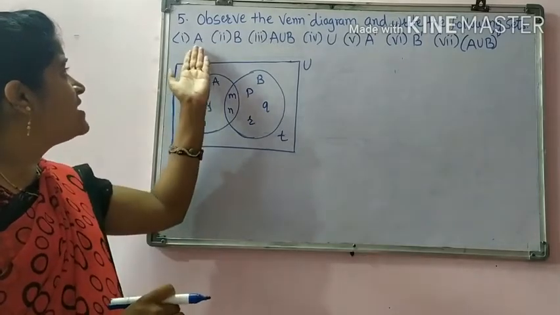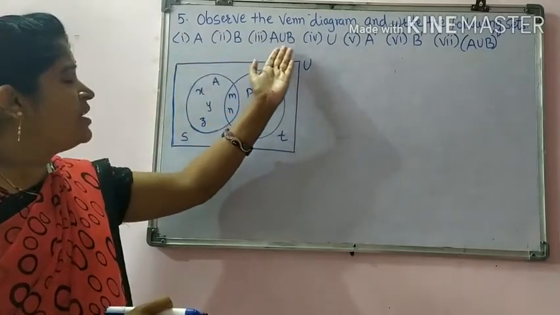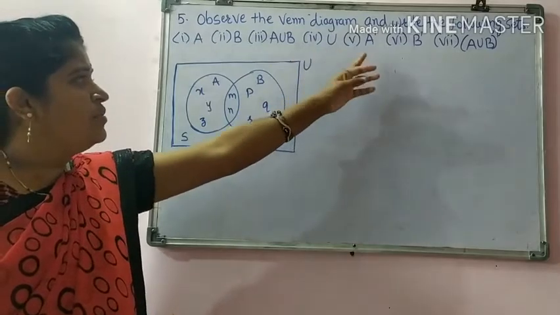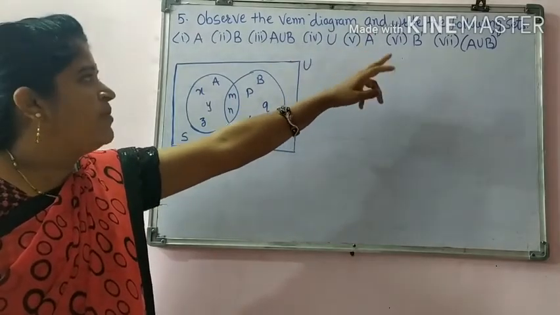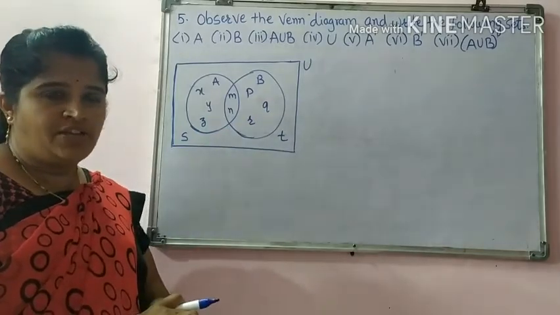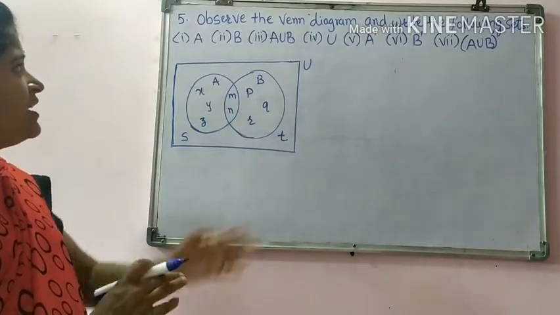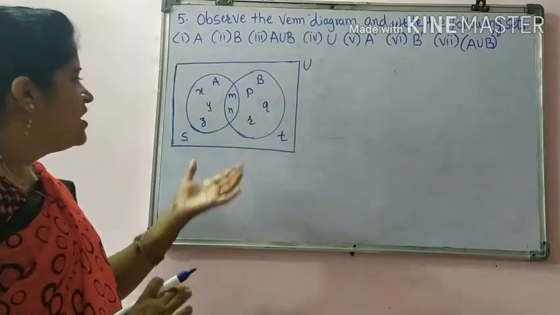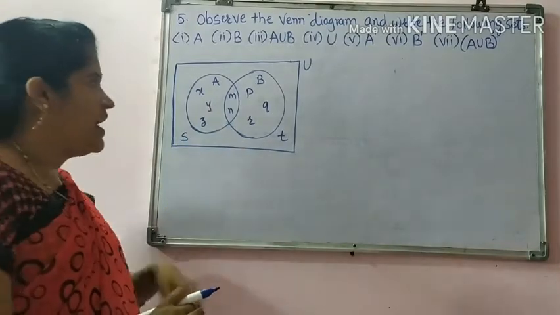So the given sets are A, B, A union B, universal set U, A dash that is A complement, B dash, B complement, and A union B dash. So we are going to find the elements of these sets by observing the Venn diagram.